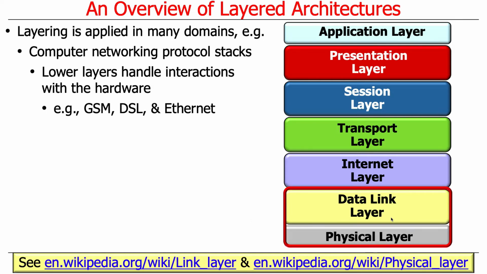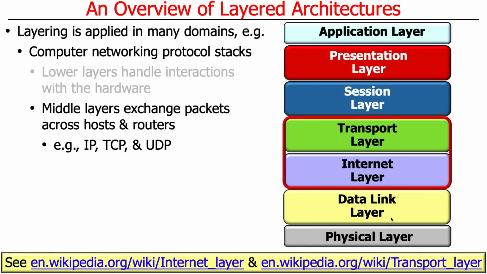So in the networked environment, the lower layers, the link layer, the physical layer, handle the interactions with the hardware, and these would include common protocols like, say, GSM, which is a standard that's used very widely in Europe. It's used a little bit over here, increasingly over here. Digital subscriber line, DSL, Ethernet, very common link layer protocol that you'll find all over the place.